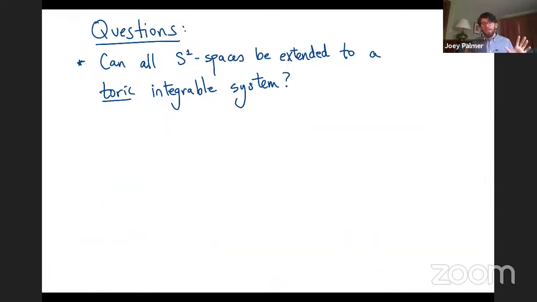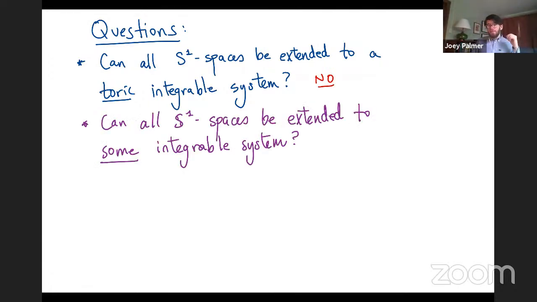So the first question is, can I always extend an S1 space to a toric integrable system? So I have a Hamiltonian action of S1 on a manifold. Can I always find a complementary Hamiltonian action of S1 to build a toric system? I'll spoil the answer here, but we're going to get there in a few minutes. The answer to that is no. We can't always lift to something as nice as a toric system.